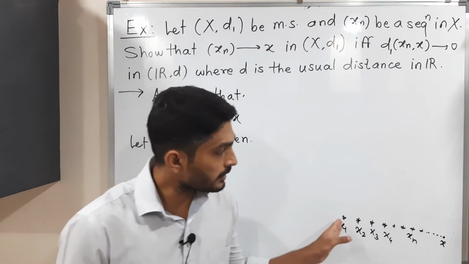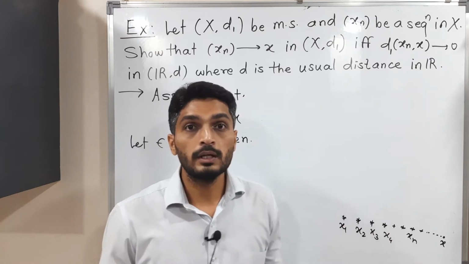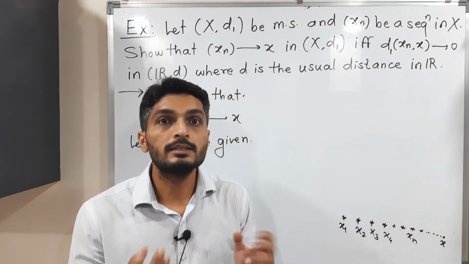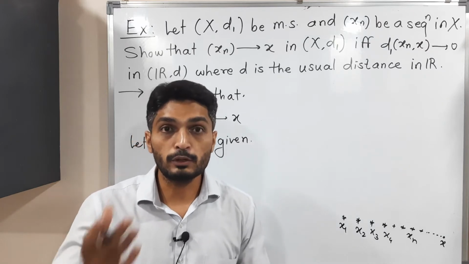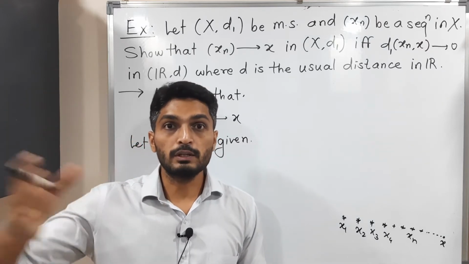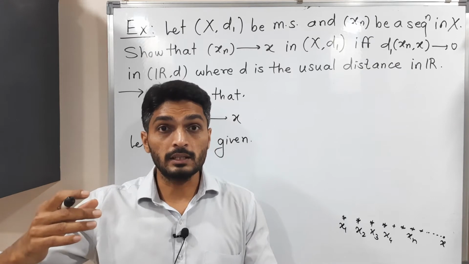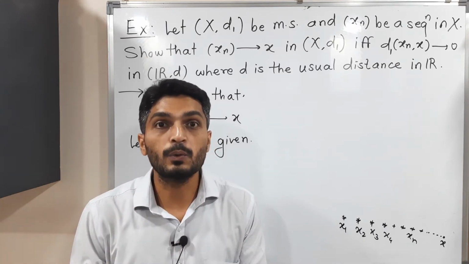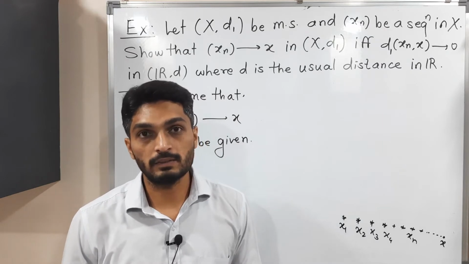Obviously, if all terms are moving towards X, then the distance of those terms from X is going to 0. For example, if I am moving towards Mumbai, then the distance between me and Mumbai is going towards 0. So the same concept we have here.